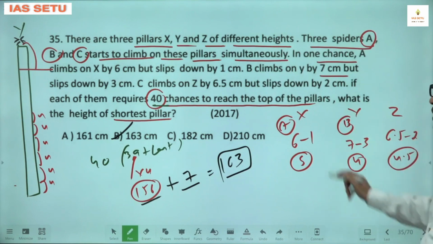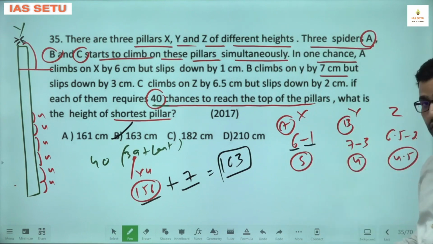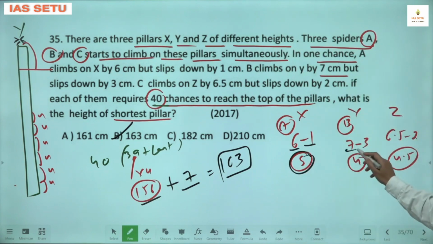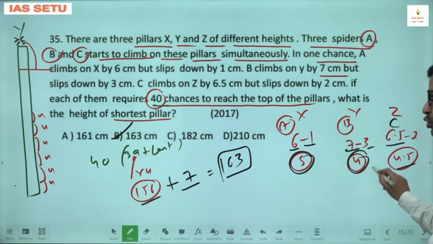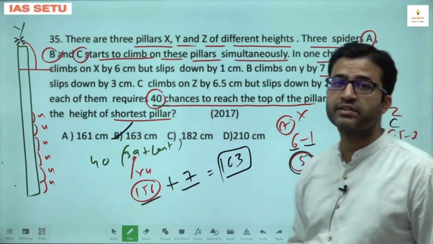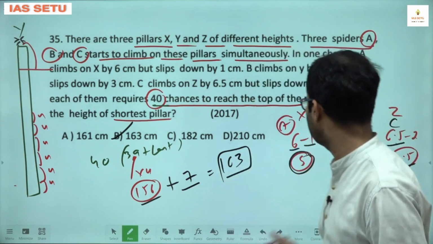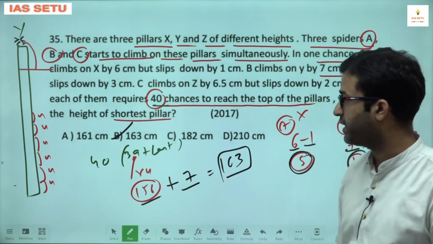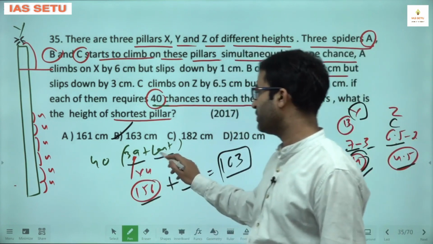I repeat. A: 6 minus 1, because 6 climb, 1 slip down, effectively 5. B: 7 climb, 3 slip down, effectively 4. C is 6.5 minus 2, 4.5. So one wild guess here is that B is climbing on pillar Y, so Y can be the shortest one. We take a chance, so 39 chances plus the last one.